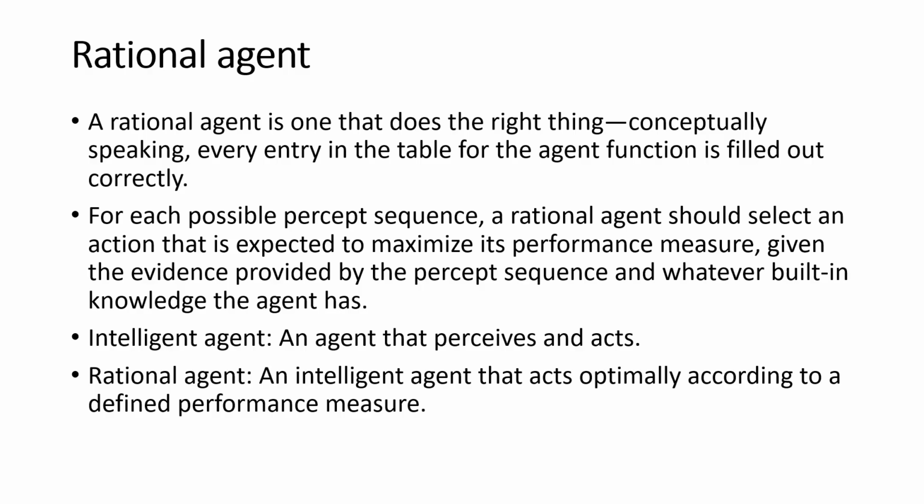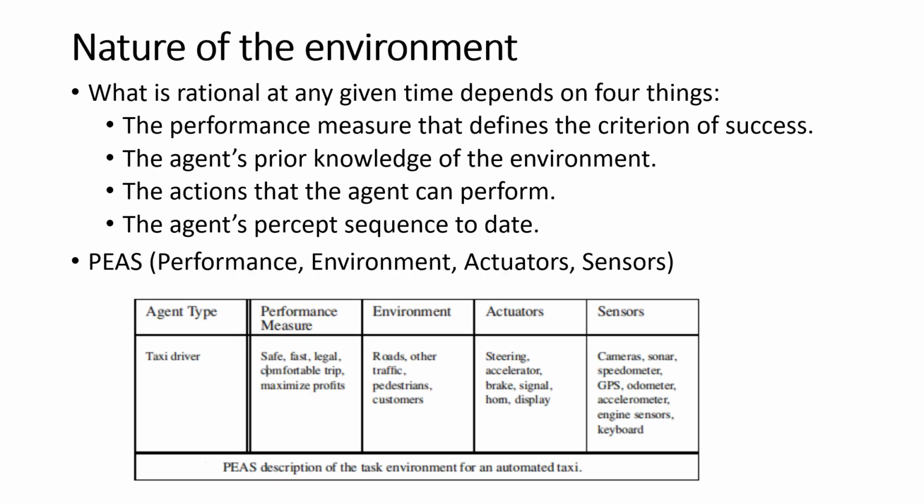So we can say that all rational agents are intelligent agents, but not all intelligent agents are rational. Next, we will discuss the nature of the environment. How does an AI system decide what is the right action at a given moment? It depends on the nature of the environment and four important factors. So we will see what the four factors are.